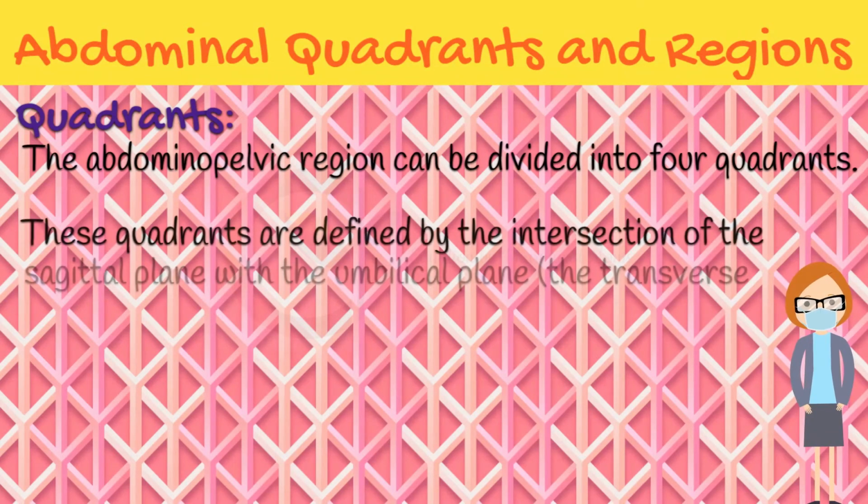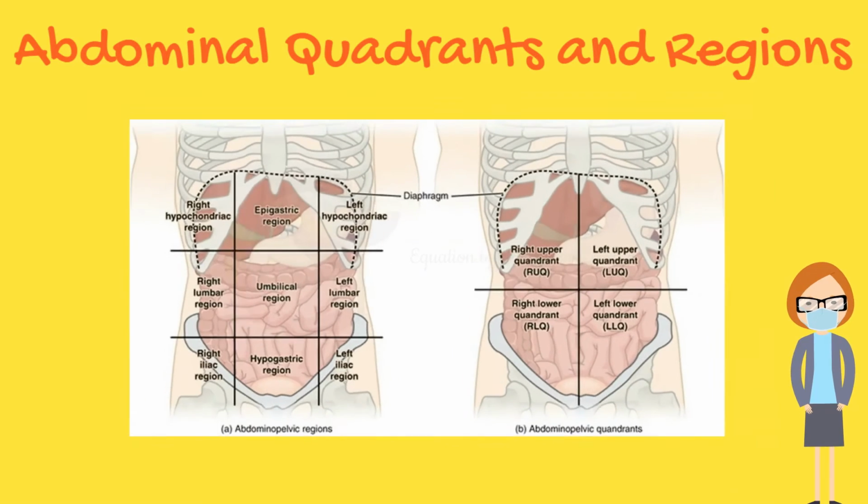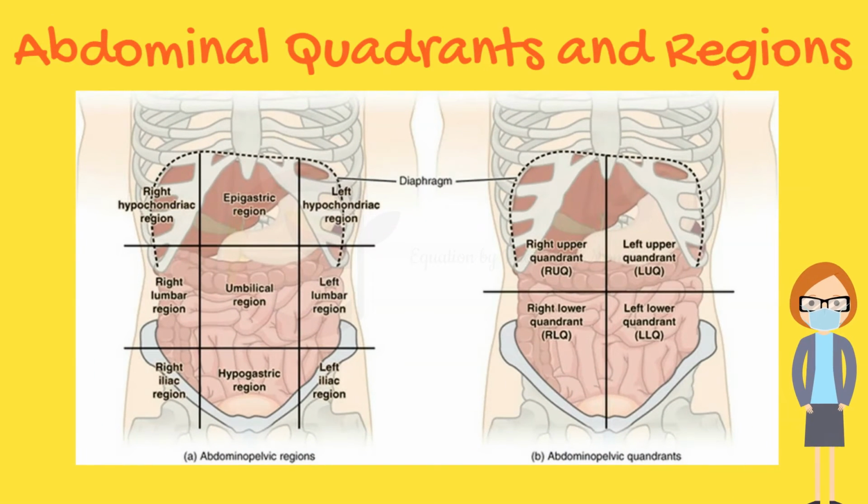The abdominopelvic region can be divided into 4 quadrants. These quadrants are defined by the intersection of the sagittal plane with the umbilical plane, the transverse plane through the navel, and are categorized by location. They include the right upper quadrant, the right lower quadrant, the left upper quadrant, and the left lower quadrant. Let's discuss them one by one.